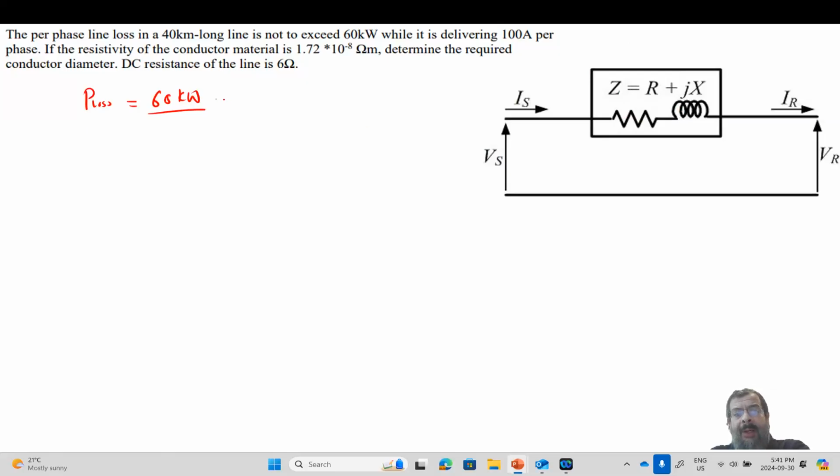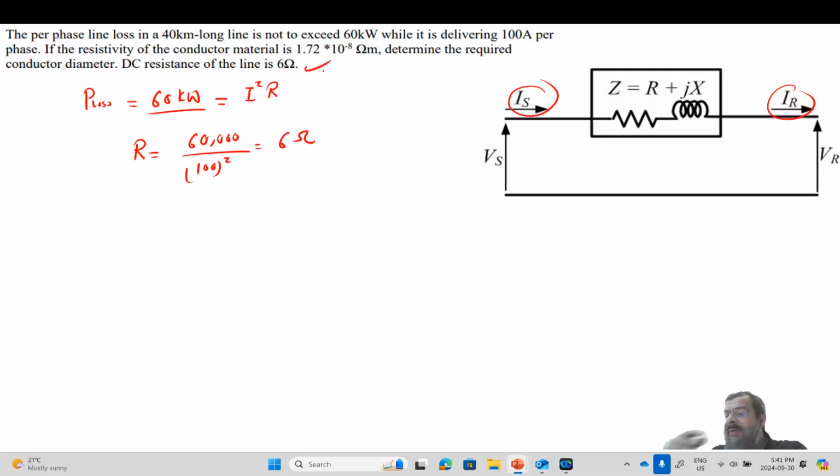So the power loss is equal to I squared times R. The current that goes here, the sending and the receiving, is the same current because there is no shunt element. So this is equal to I squared R. Now assume that we don't have the R. They did not give us the R. So your R will be equal to 60,000 divided by I squared, which is 100 squared, which is equal to 6 ohm, which is this value. So even if it doesn't give you the value of the resistance, you don't need it actually. You can easily calculate that.